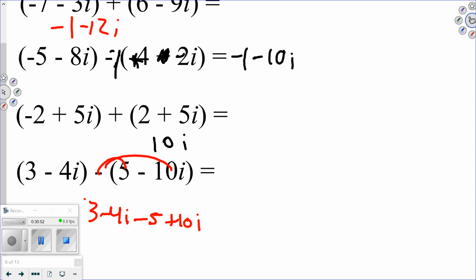Good. She distributed the negative. That is perfect. Very nice. Okay, like terms, once you distributed the negative, put them together, negative 2 plus 6i.